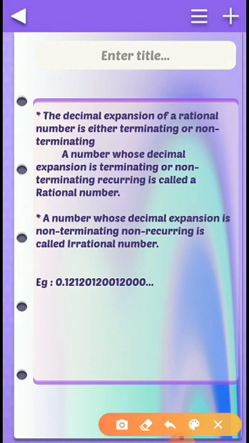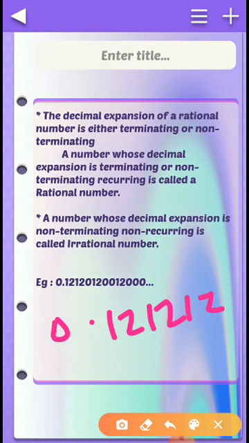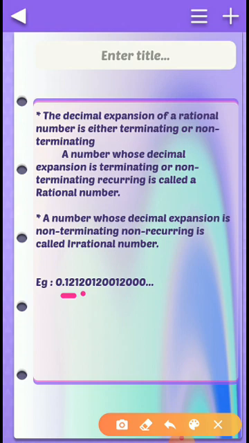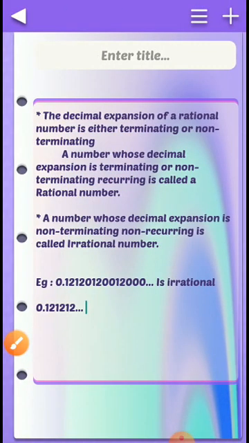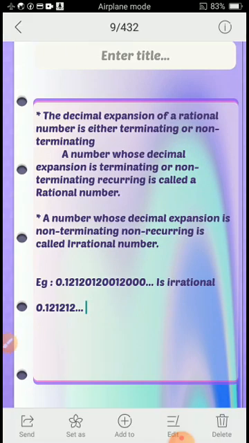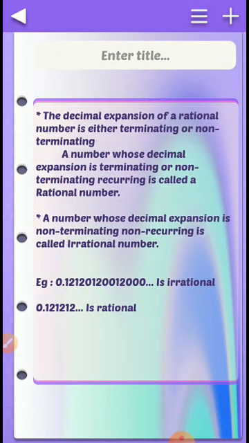Now see, this number I have: 0.12, 012, 0012, 000120... Now you may say that 12 12 12 are repeating, but is it like 12 12 12 and 12? No, it is not the same. Here 12, here 12, then 012, again 0012. The same block is not repeated. So this number is an irrational number. If I write it as 0.121212, it will be a rational number. Hope this is clear.